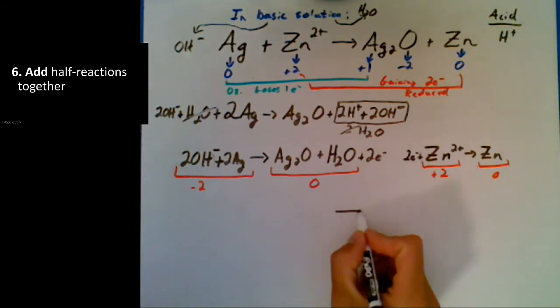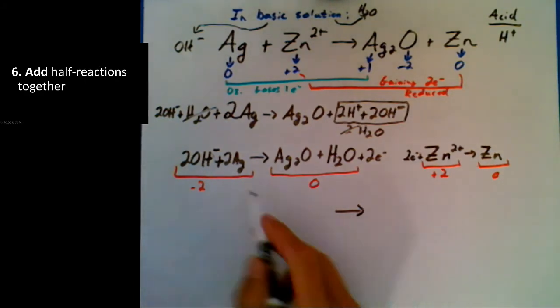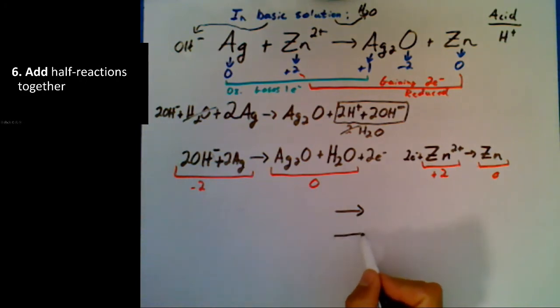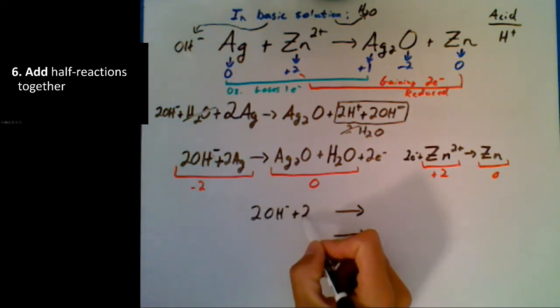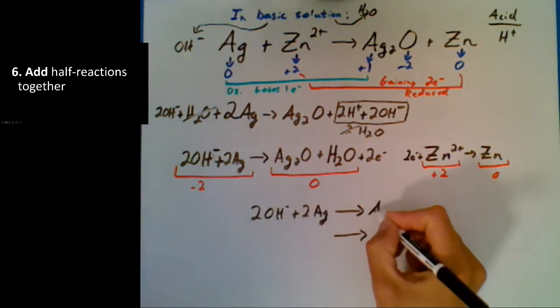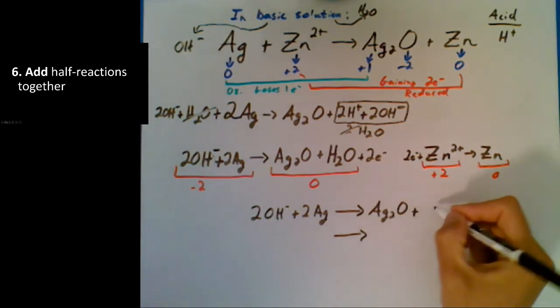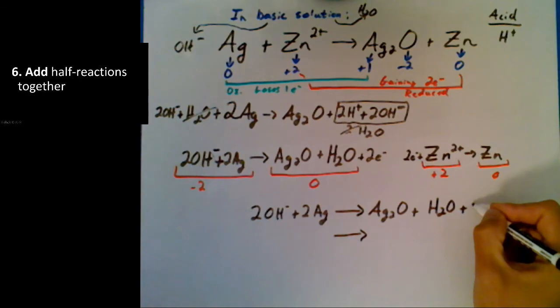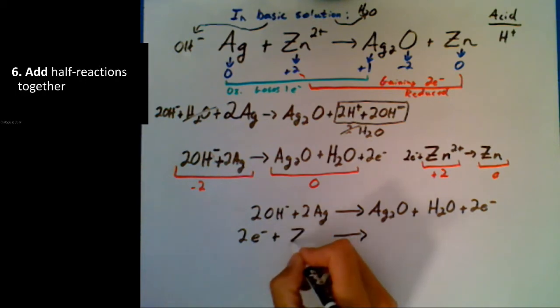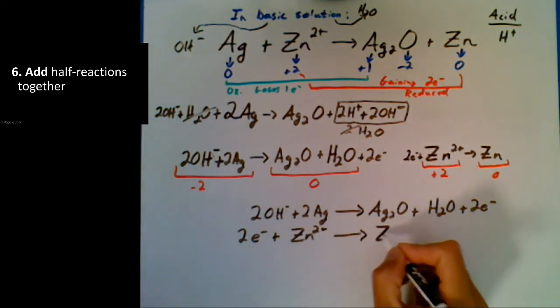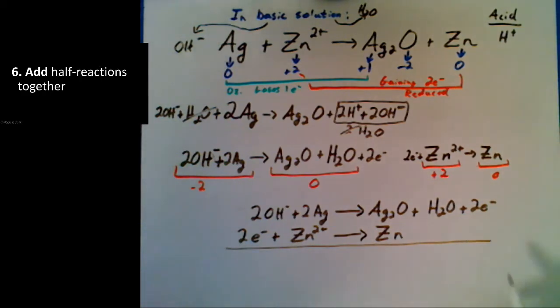But now we need to add our 2 half reactions together. So I'm going to start with this one. Remember, we're going to stack our 2 equations on top of each other. So we're going to have 2 OH- plus 2 Ag, producing Ag2O plus H2O and 2 electrons. Here we're going to have 2 electrons and Zn2+, turning into Zn. Now, you notice there's no OH-'s to cross out, there's no H2Os to cross out. We just have those electrons that we need to cancel.